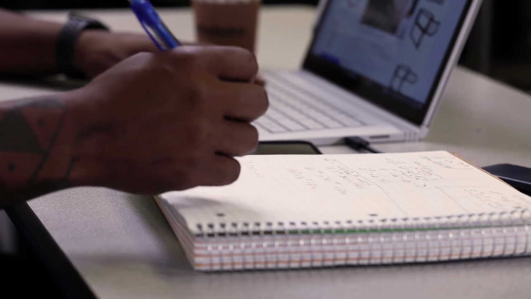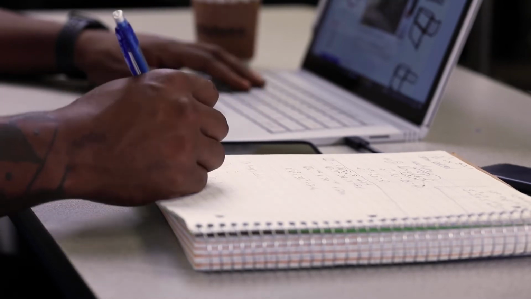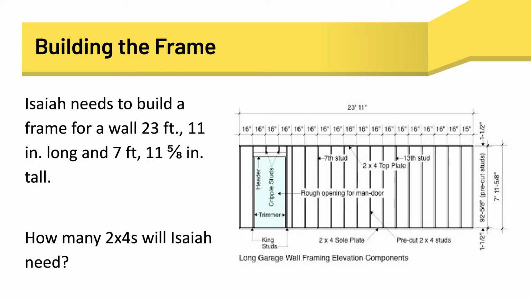Solving any geometry problem is helped by breaking it into steps. Write them down where they're easy to see. Isaiah is presented with a problem. He needs to build a frame for a wall. The wall has to be 23 feet 11 inches long and 7 feet 11 and 5/8 inches tall. How much 2x4 will Isaiah need?